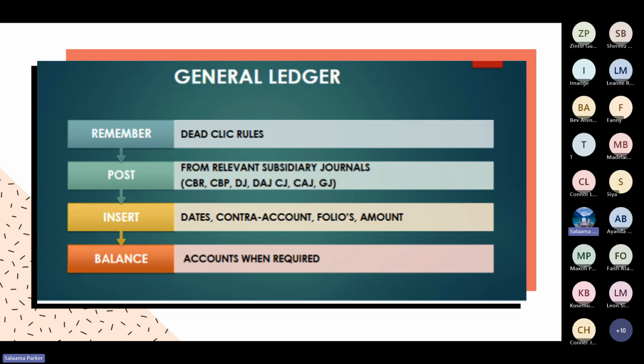Don't forget your dates, your contra accounts, your folios, and your amounts. Again, very, very important. We've noted this even in the past test that students lost so many marks for their folios. So please remember you must say, I'm posting from cash book payments, I'm posting from the CJ or CAJ, and always just balance the accounts when required.